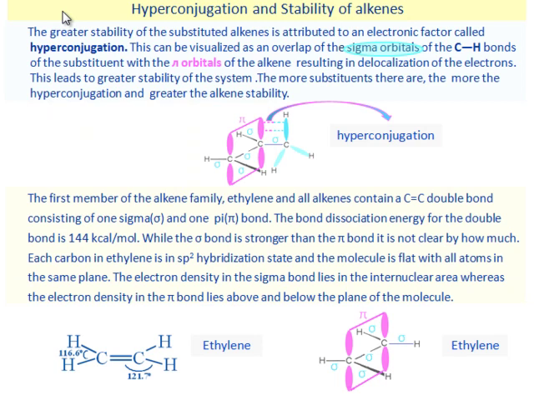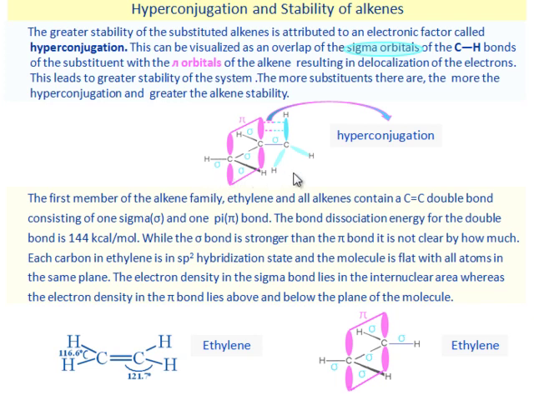Hyperconjugation and stability of alkenes. The greater stability of substituted alkenes is attributed to an electronic factor called hyperconjugation. This can be visualized as an overlap of the sigma orbitals of the C-H bonds of the substituent with the pi orbitals of the alkene, resulting in the delocalization of electrons. This leads to greater stability of the system.